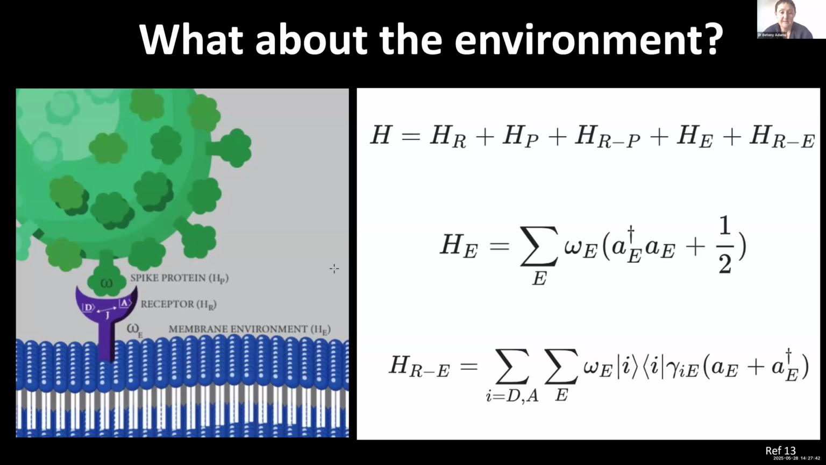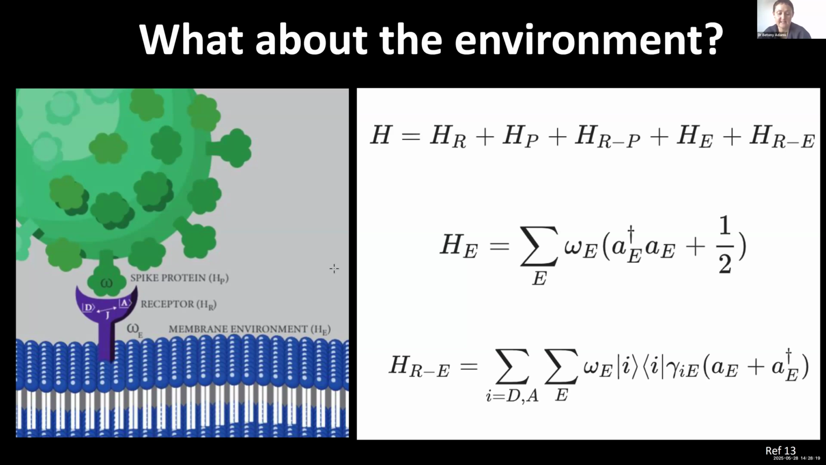The membrane environment is also approximated as a harmonic oscillator with a similar interaction with the receptor. In this case, gamma E's represent the coupling between the receptor and its membrane environment. In order to differentiate this from the coupling to the spike protein, this coupling is taken to be much weaker than the spike protein coupling to the receptor. The Hamiltonians HRP, which is the interaction between the receptor and the spike protein, and the Hamiltonian HRE, which is the receptor's interaction with the environment, represent competing interactions.